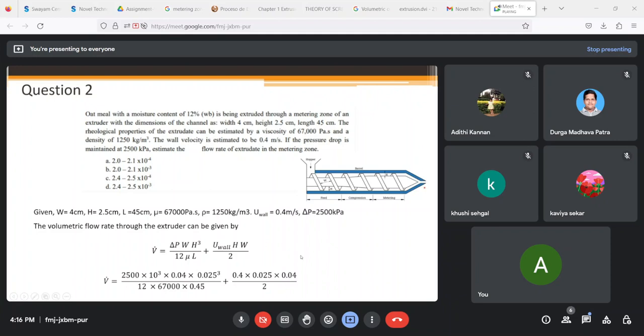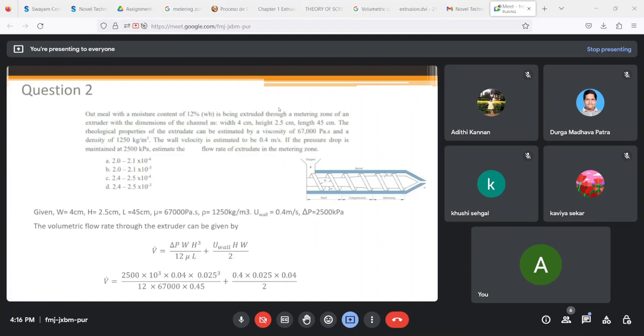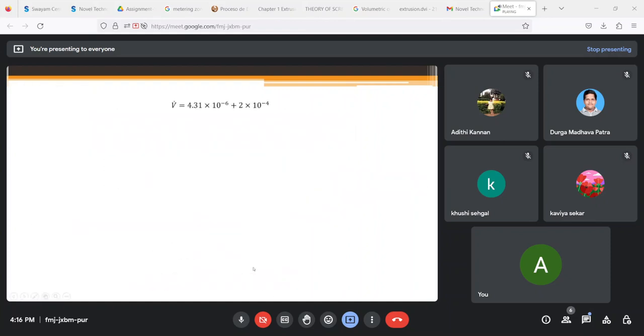We are substituting the values, and the volumetric flow rate due to the pressure is 4.31 into 10 power minus 6 meter cube per second, and the volumetric flow rate due to the wall velocity is 2 into 10 power minus 4 meter cube per second. So basically I just simplified these two terms, and this is what I got. The volumetric flow rate comes out to be 2.0431 into 10 power minus 4 meter cube per second. So the answer is option A.